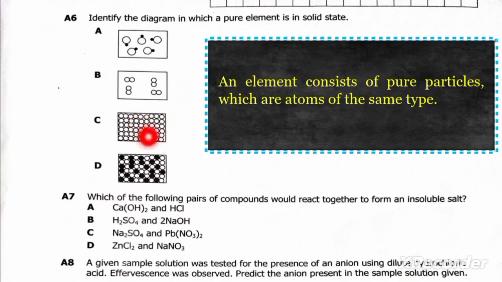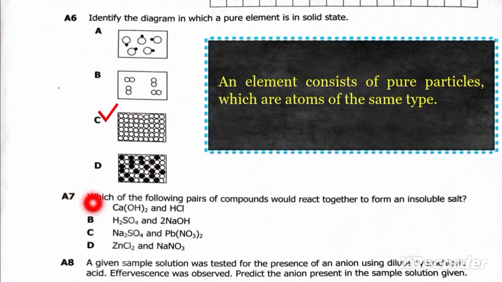So an element is this one. Reason being, particles are closely packed. At the same time, this box has the same type of particles. Our correct answer therefore is C. We shift to the next question, which is question A7.